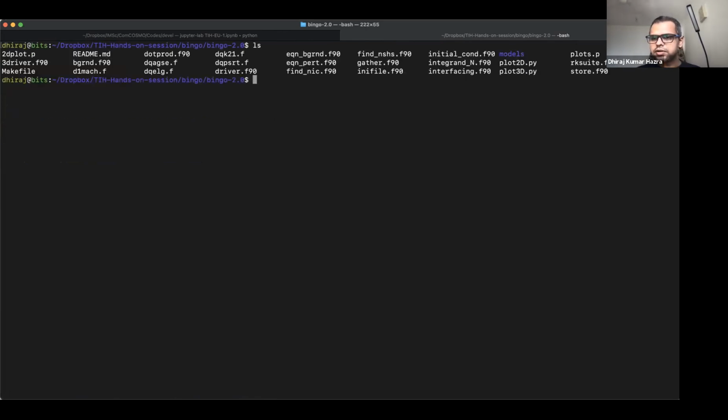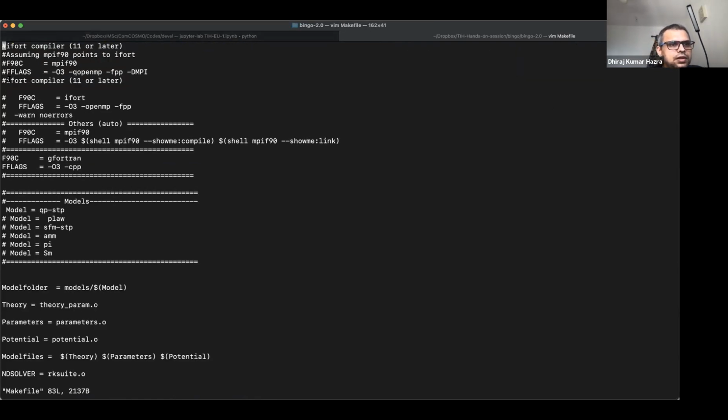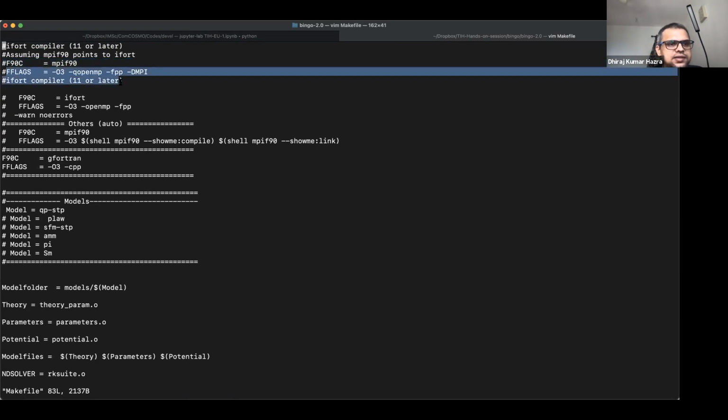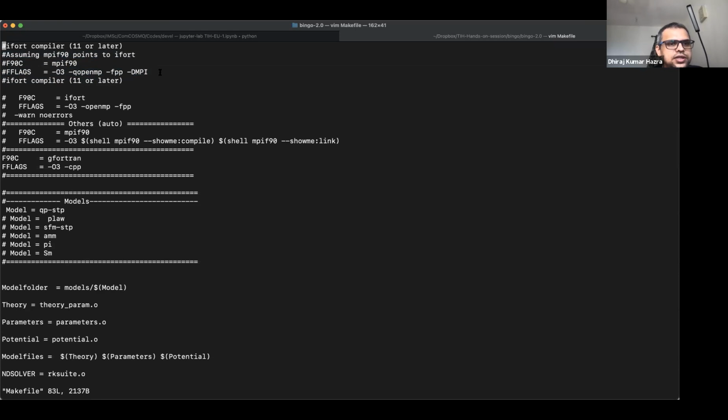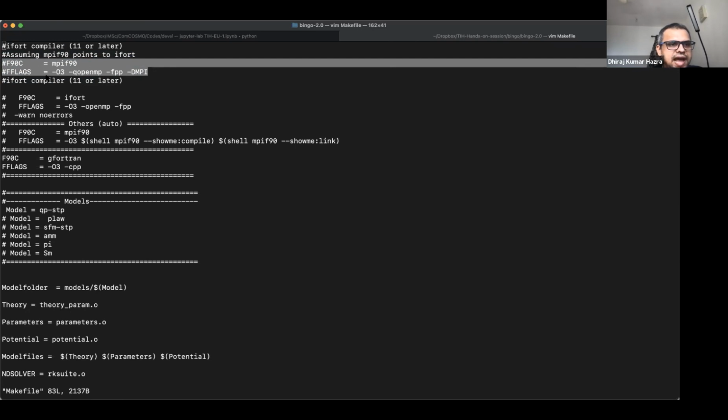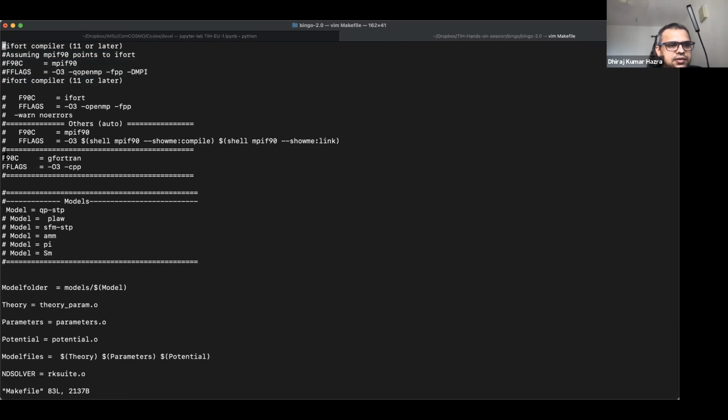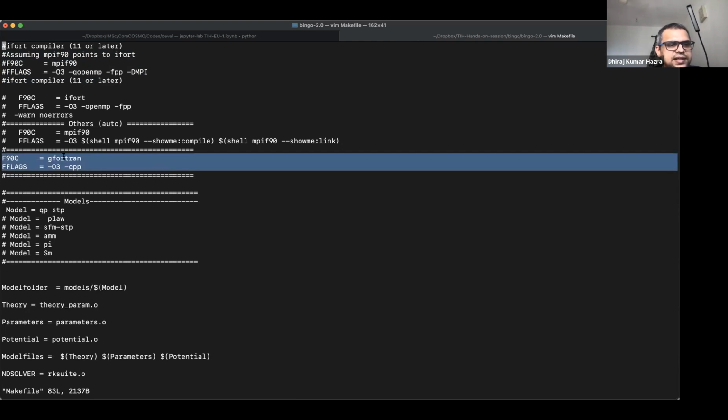Again, you want to know what I did change in the Fortran compiler part. Okay. Vim makefile. You see, just comment out this part. Just put a hash before F90C and FFLAGS, the ones I was using for iPort. So these two should be flagged with hash. And you have to uncomment these two parts: F90C equal to gfortran and FFLAGS equal to -O3 -cpp.